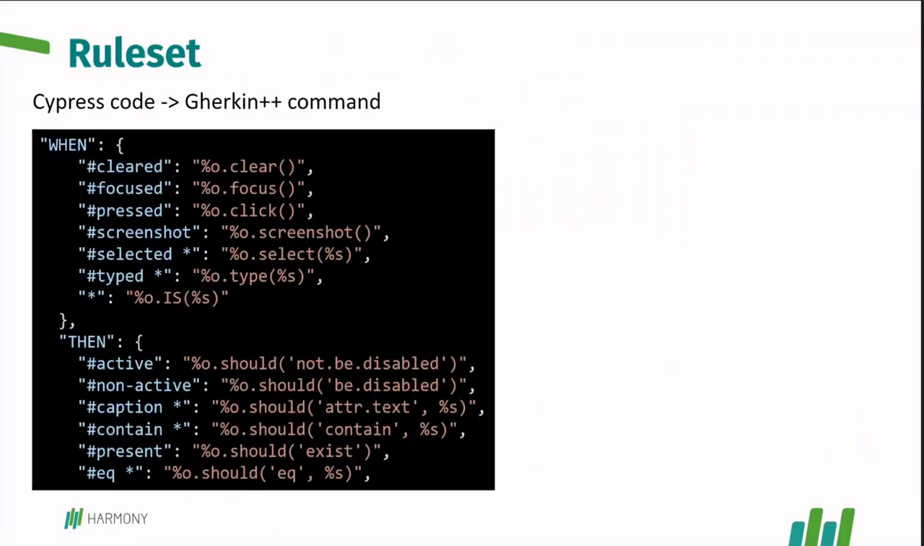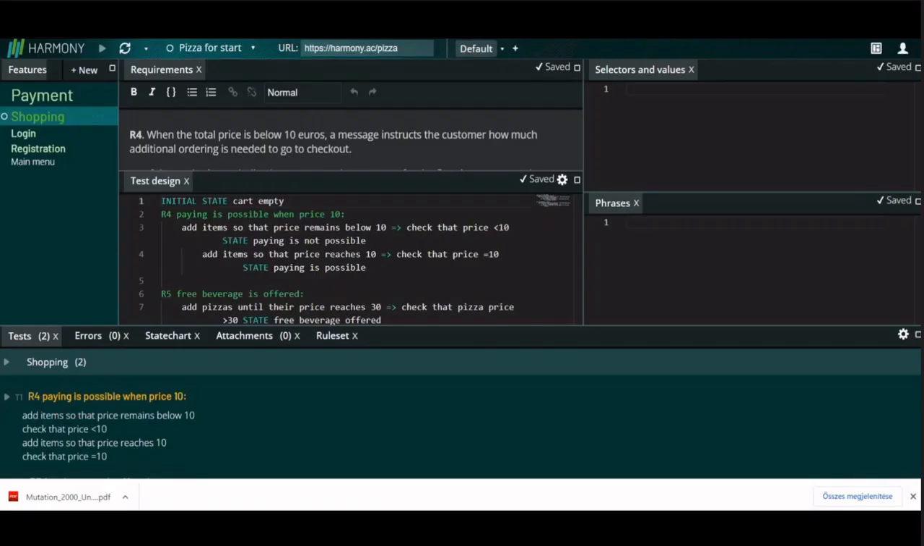Obviously, we should map the Cypress code and the Harmony's commands, and we do this in this way. On the right-hand side, there is the Cypress JavaScript code, and on the left-hand side, the simpler commands, but you don't even have to write it because it's automatically generated as well.